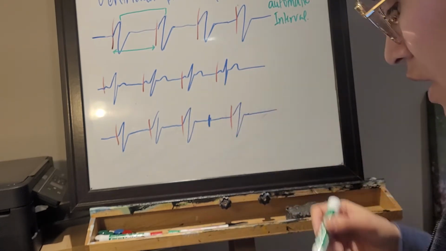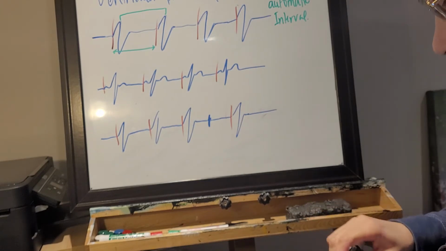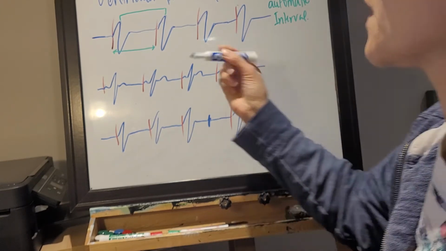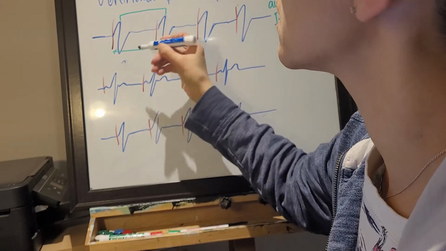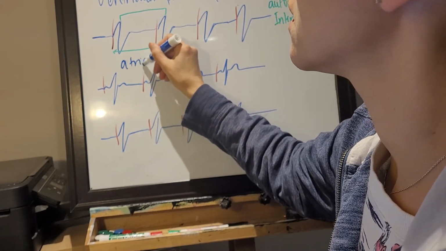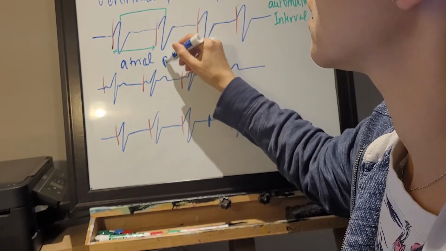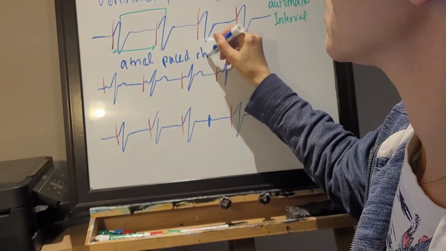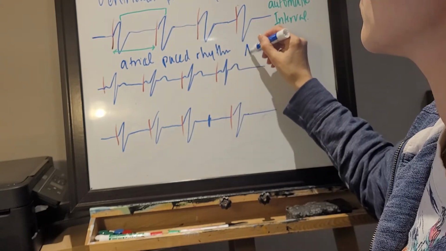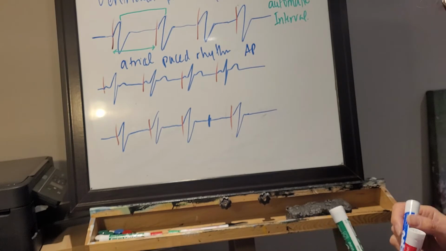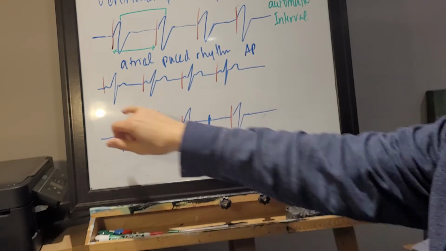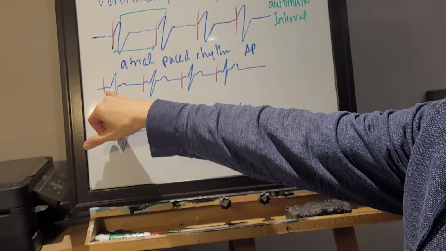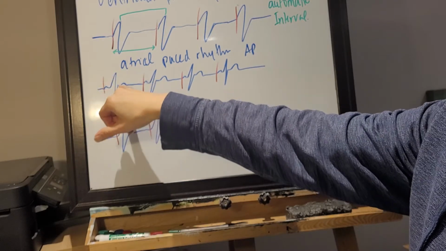Similarly, if we have an atrial paced rhythm, which is this one, atrial paced rhythm, or atrial paced. You see you have the pacemaker artifact followed immediately by the P wave, then the QRS complex.